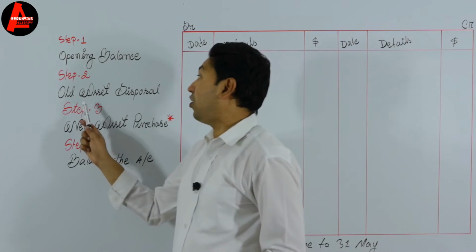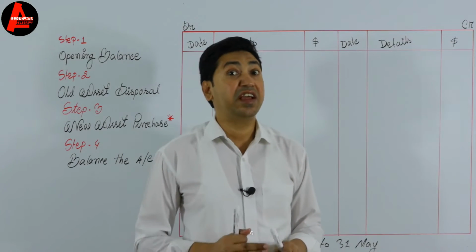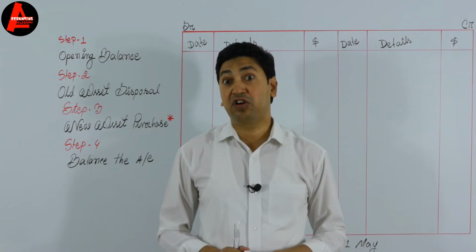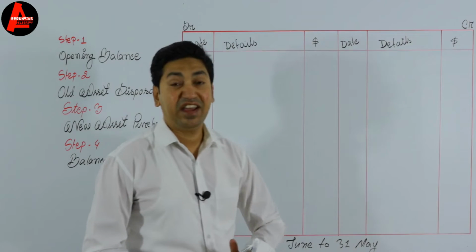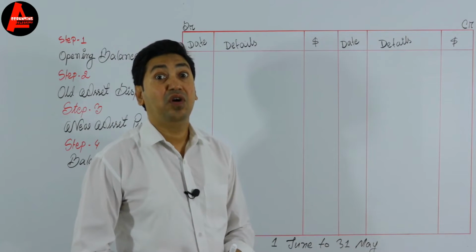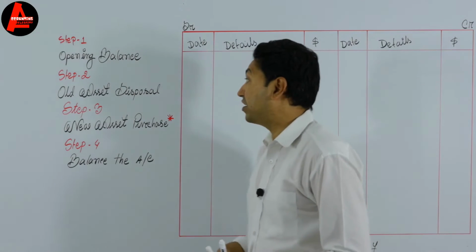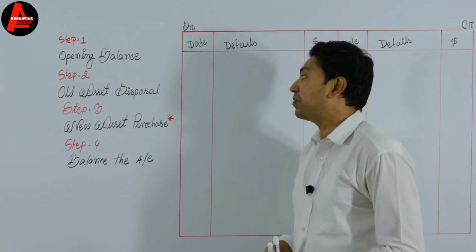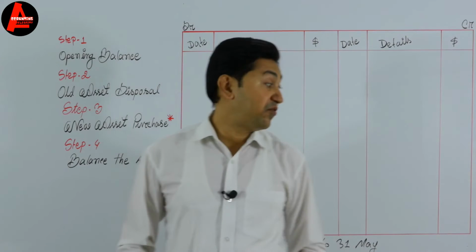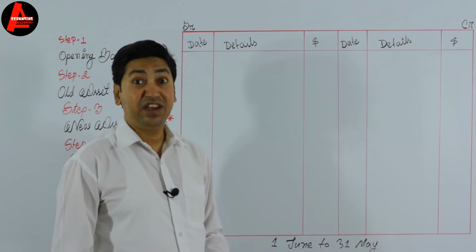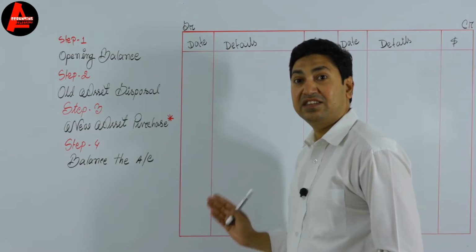Step 2: asset disposal. If we see in the question that we disposed of any kind of asset, then we need to record it on the credit side. That is the disposal of the old or existing vehicle, whatever you call it. Then step 3: new asset purchase. If there is any new asset purchased during the financial year, then we need to record it on the debit side.